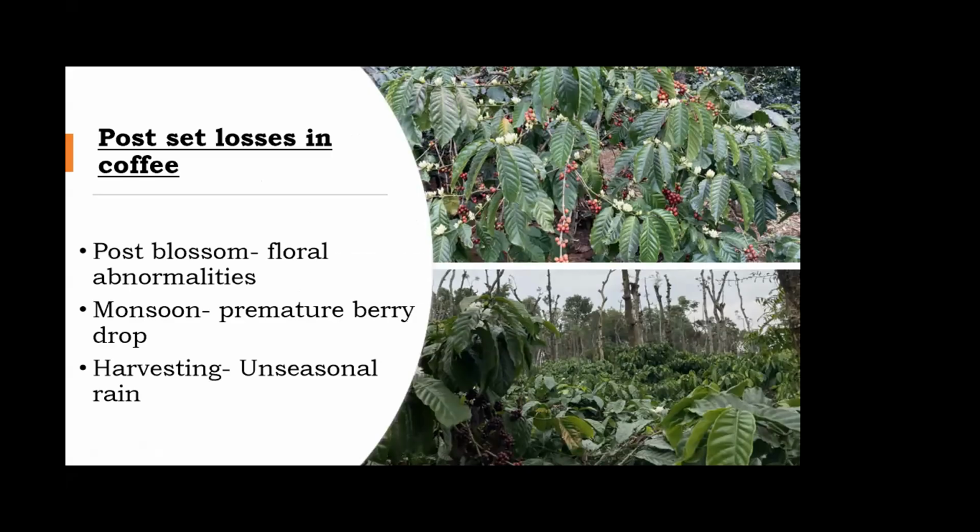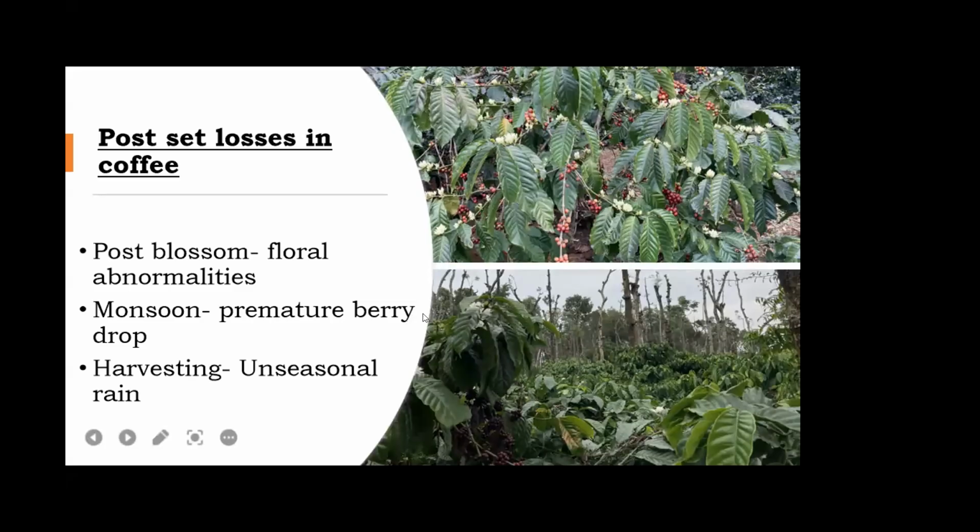First one, the post-blossom floral abnormality. Second, during the monsoon times. During the monsoon time, premature fruit drop will be seen. That is 92 to 120 days. In between 92 to 120 days, we will see this premature berry drop. It is mainly because of the excess rain. And we'll call it wet feet conditions.